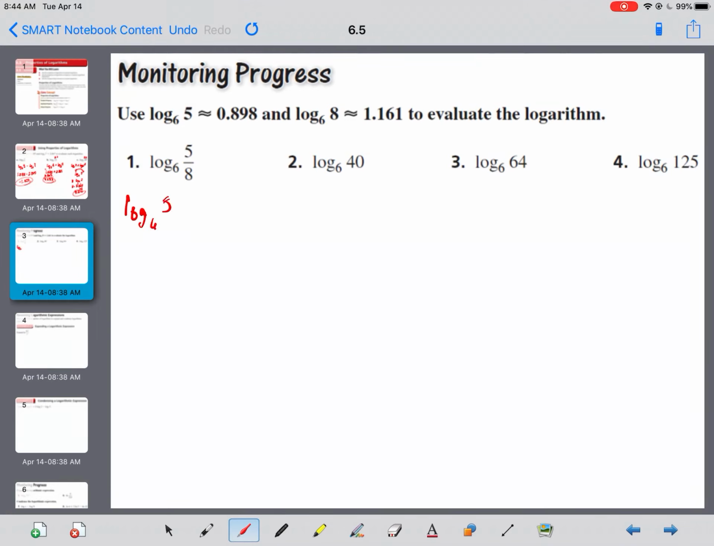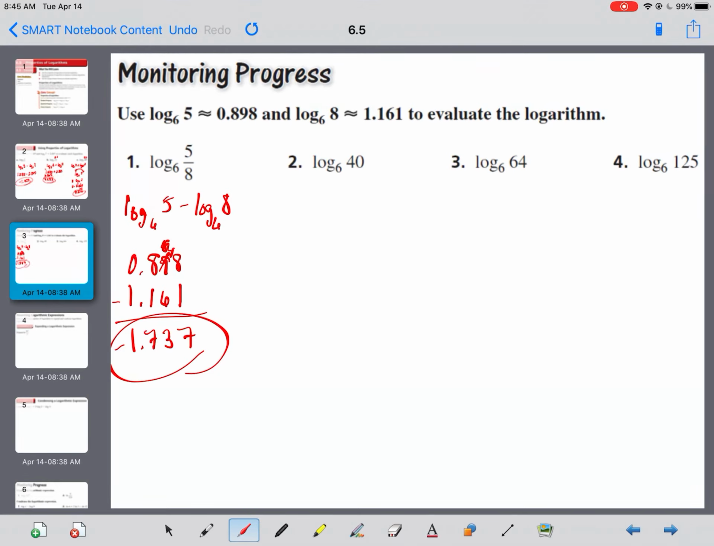All right. Let's look at number 1. They're in division, so I can say log base 6 of 5 minus log base 6 of 8. So I've got 0.898 minus 1.161. Let's divide them. 8 minus 1 is 7. 9 minus 6 is 3. 8 minus 1 is 7. And 0 minus 1 is negative 1. There you go.